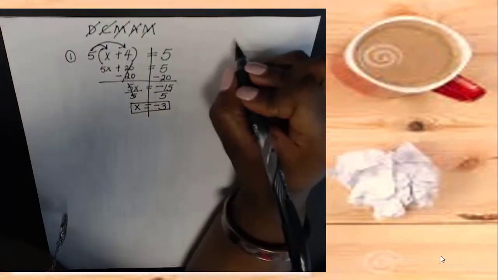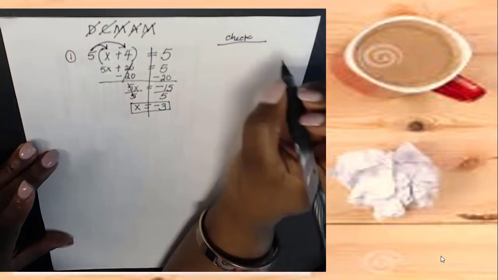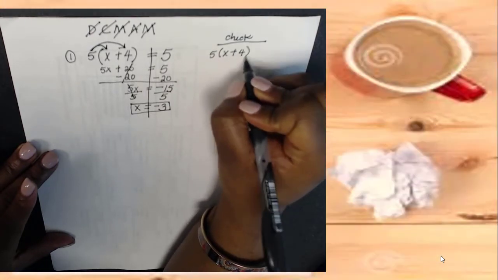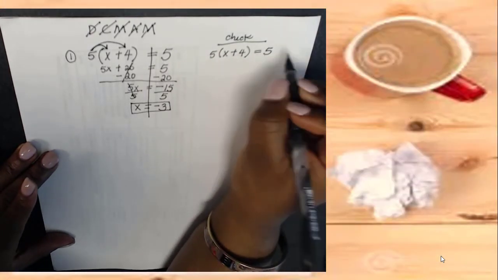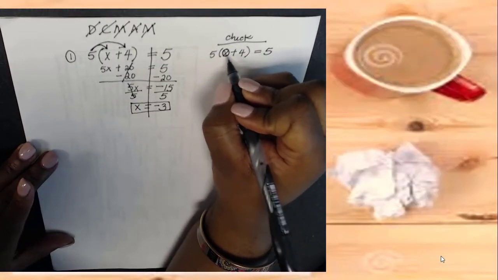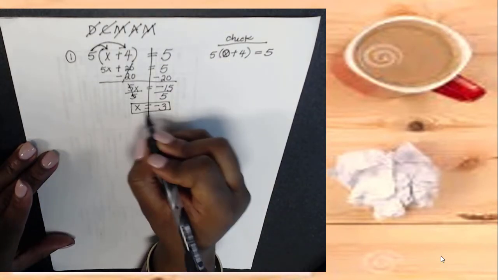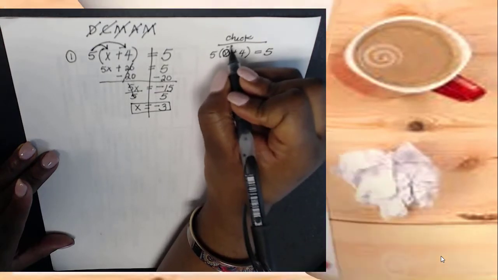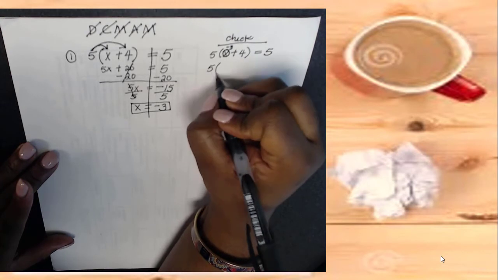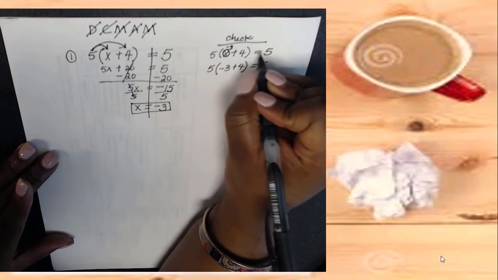To check the equation, you'll basically write the original equation again, which is 5 times the quantity of x plus 4 equals 5. And all you'll do is substitute, or replace, this x variable with the solution that we got from our problem, which is x equals negative 3. So we're going to substitute this x with negative 3. So this will be 5 times the quantity of negative 3 plus 4 equals 5.